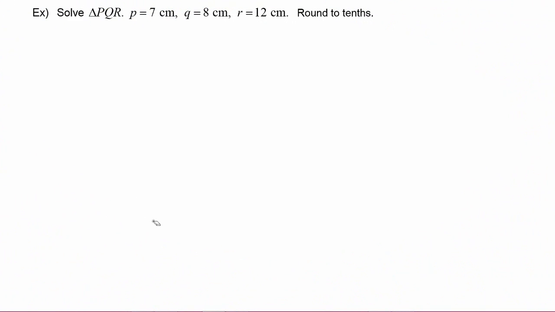In this example, we have to solve triangle PQR. So let's get that picture going.